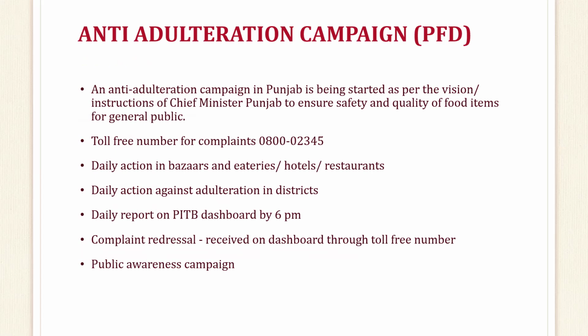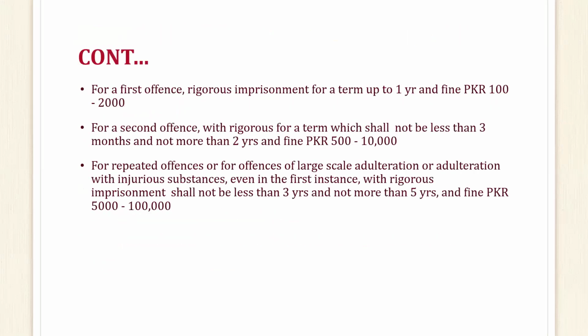There is a toll-free number for the complaint, which is mentioned in this slide. Then what they do is they take action daily in bazaars and eateries, hotels and restaurants. They take daily action against adulteration in districts. There is a dashboard of PITB in which a daily report is submitted by 6 p.m., and then complaint redressal is done. The complaints which are received on the dashboard through the toll-free number are addressed, and they also run public awareness campaigns.